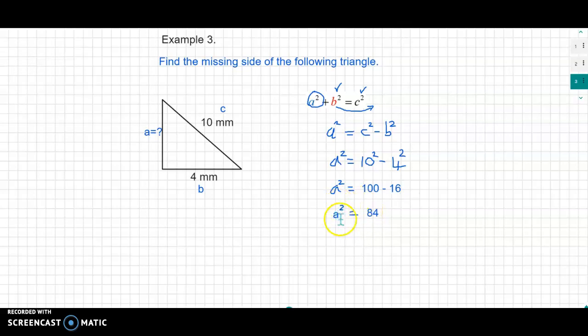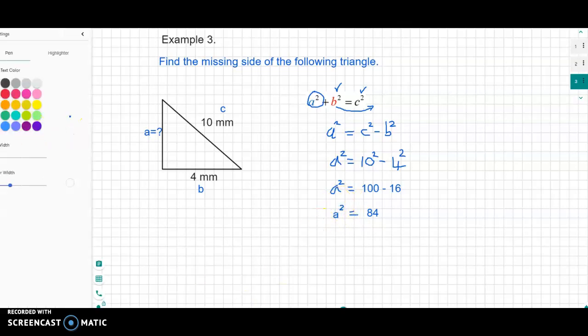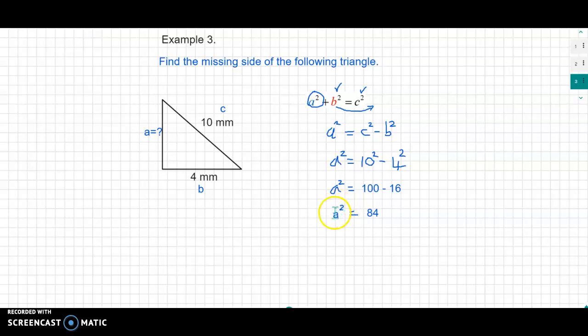Now remember that we need to find the value of a. We need to get rid of the exponent, and the way to do it is to use the square root. We are going to take the square root on both sides of the equation. That way we can cancel the exponent with the root, so they are simplified. That will be a equals the square root of 84.